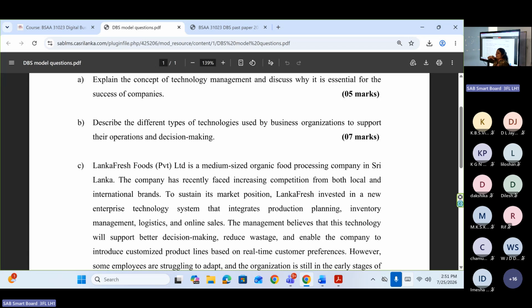Even the information technology, MIS, TPS... you're only talking about information technologies, but this is something beyond that. If you write about ERP, you have to write the answer properly in a way that it covers all the aspects.